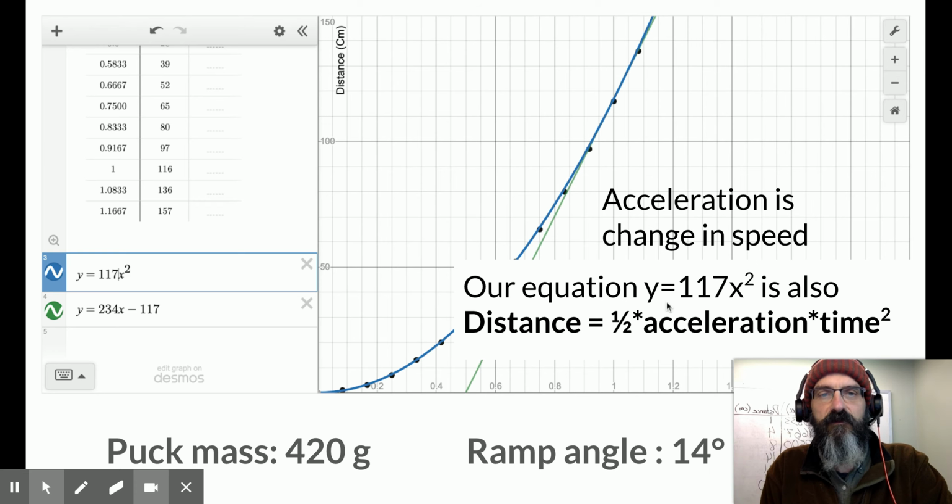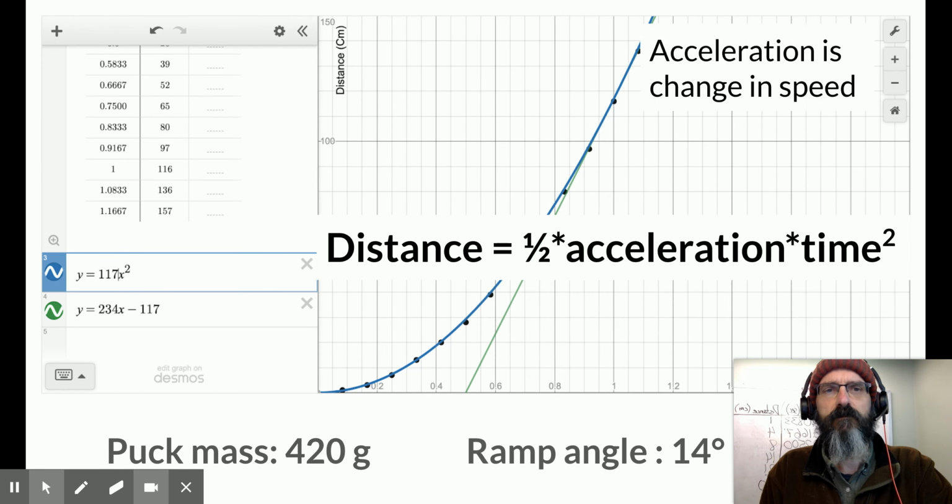We're going to file this away in our notebook as one of our equations that we're going to be able to use. And again, distance is 1/2 times acceleration times time squared.